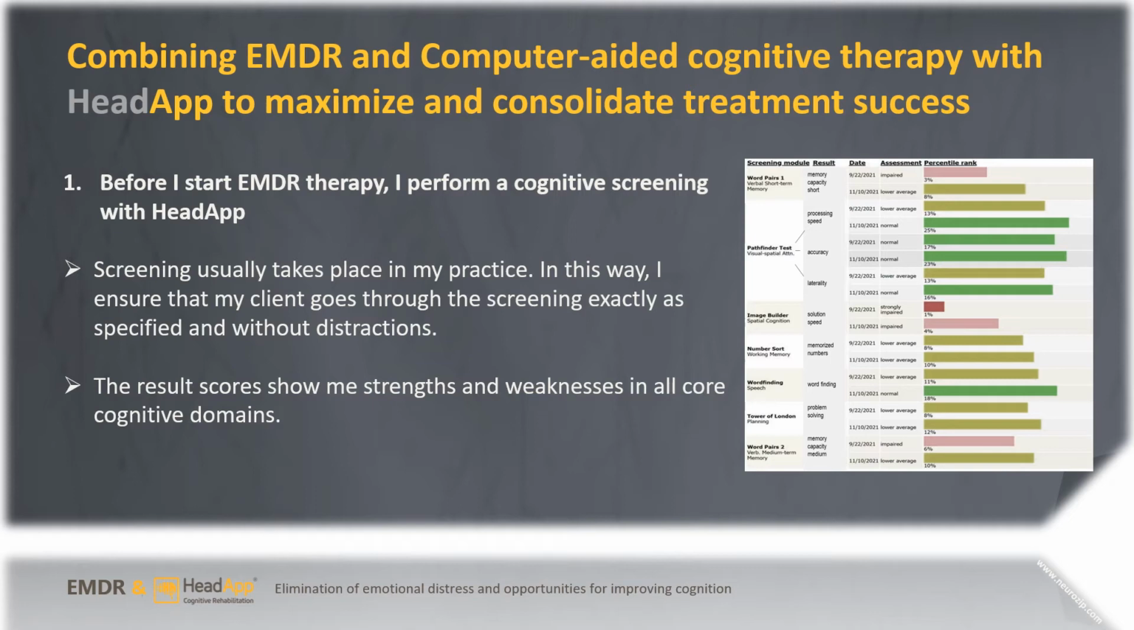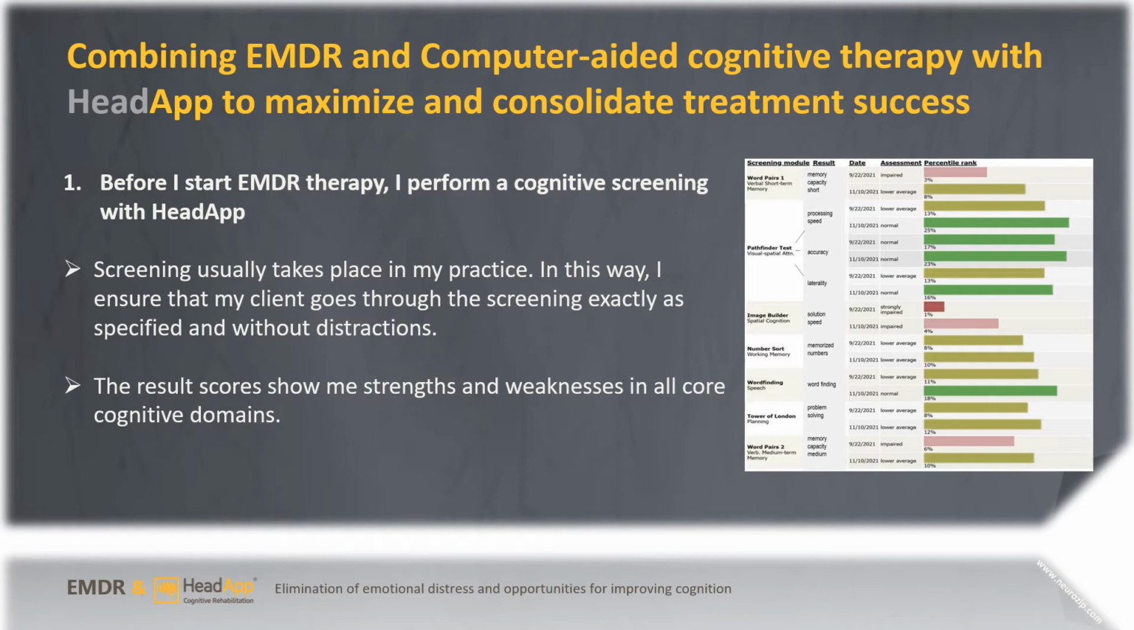Screening usually takes place in my practice. In this way, I ensure that my client goes through the screening exactly as specified and without distractions. The essence of this is to replicate the dimensions on which this was normed. So for example, if the average person or the typical person is taking an hour to do this, they need to do the same thing at one time when they're rested so that the results are comparable.